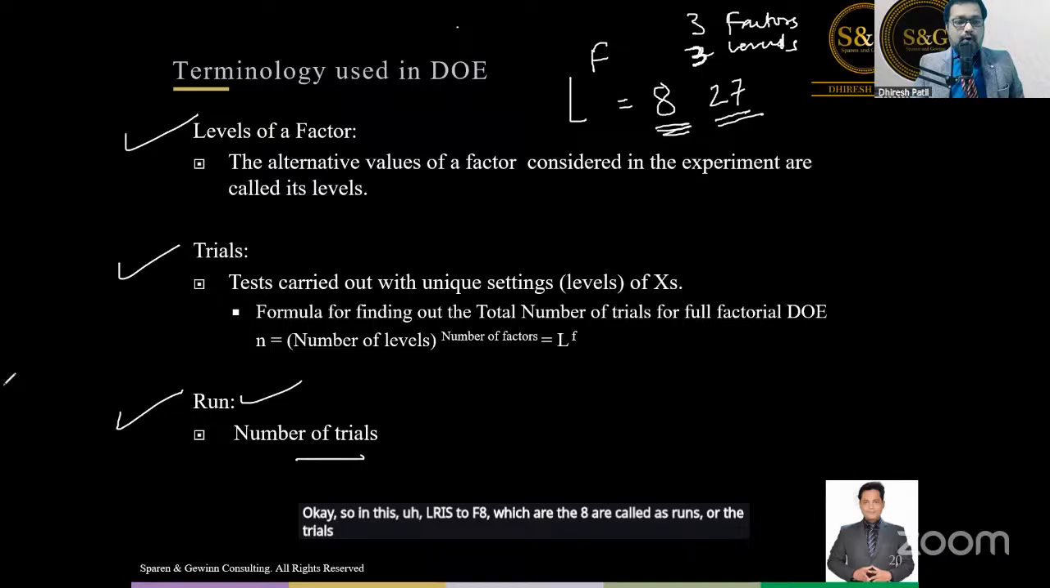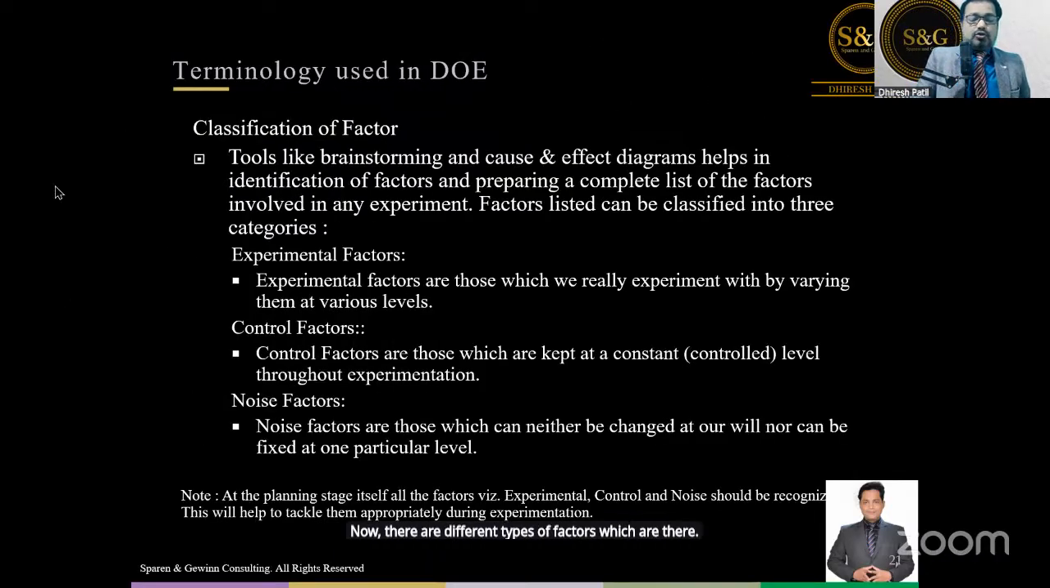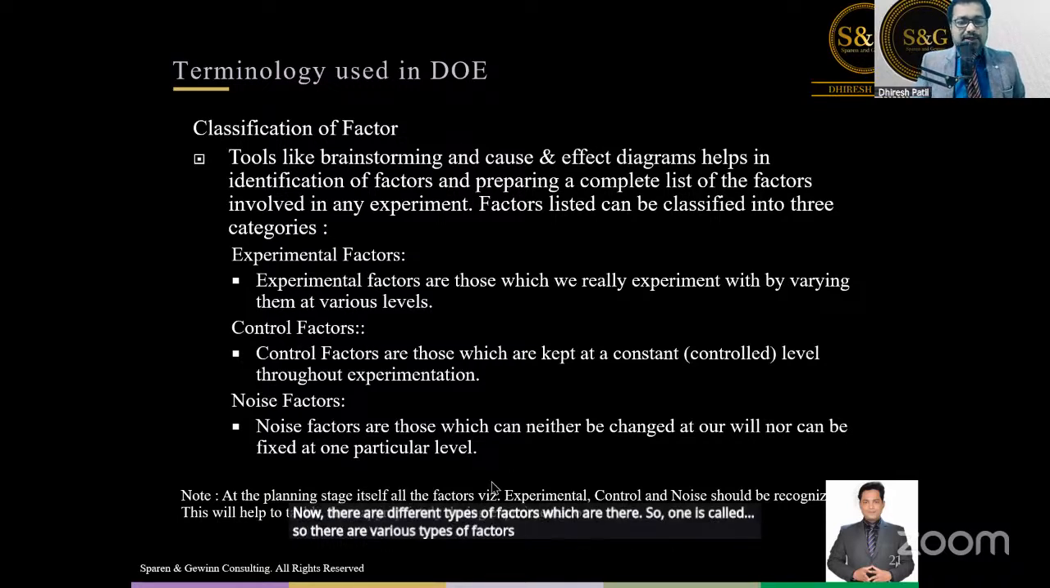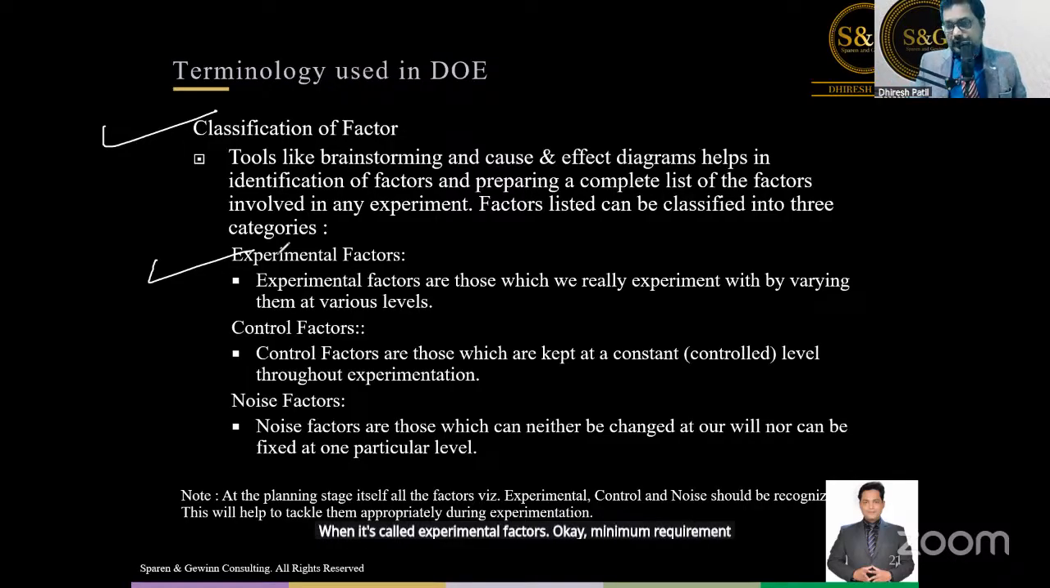All right. Now, there are different types of factors, a classification of factors. There are 3 major types of factors here. One is called experimental factors. Minimum required for best results.